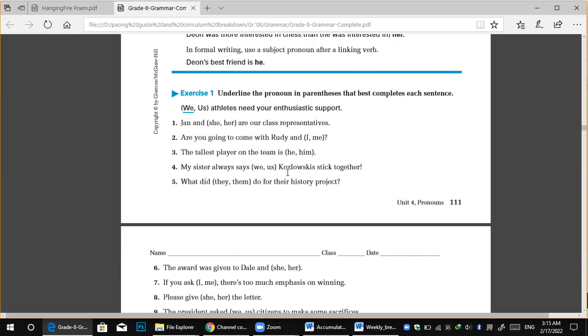Number two, Jan and whom are our class representatives? Jan and she or Jan and her? Jan and she. Jan and she are our class representatives. So here, listen, it's the subject: Jan and she. Okay, so that's number two.